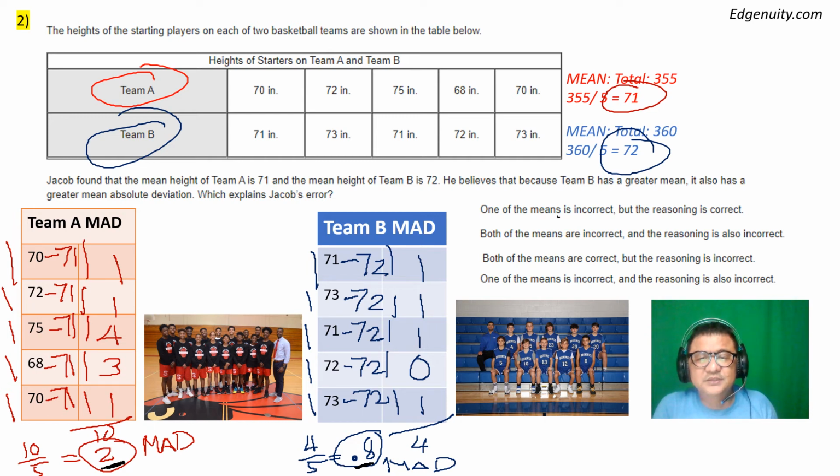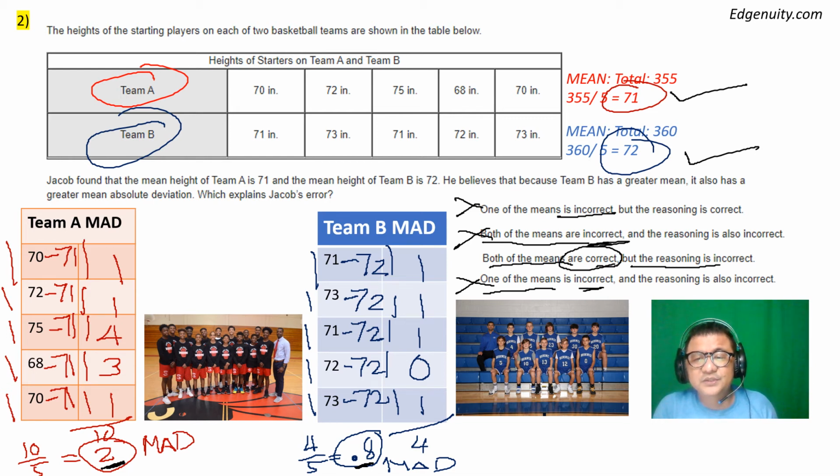One of the means is incorrect. No, both of them are correct. We got it. 71 and 72. Both of the means are incorrect. No, they're both correct. So look at this. Both of the means are correct. We got it. And the reasoning is incorrect because check this out.